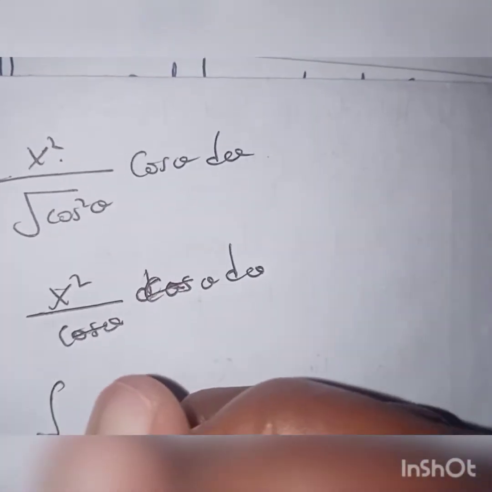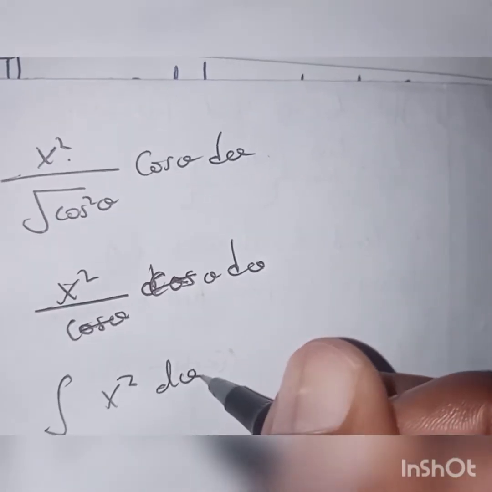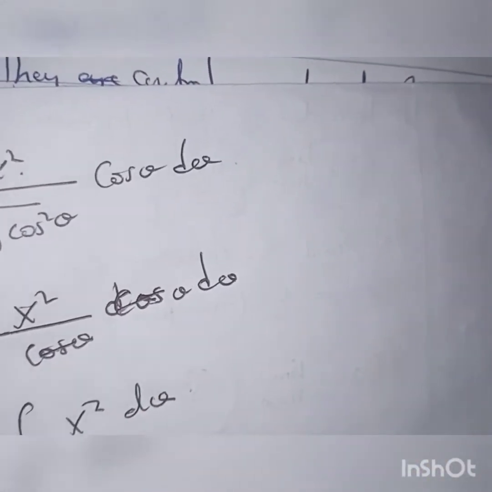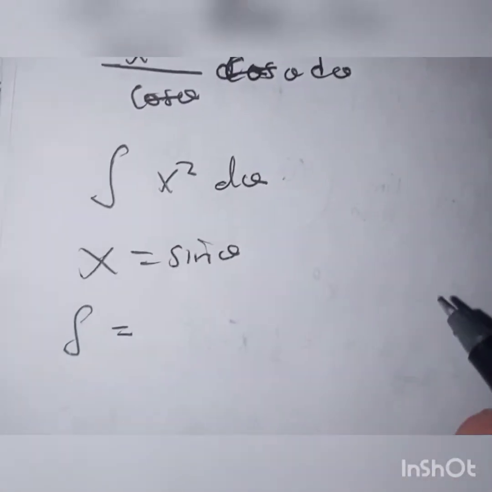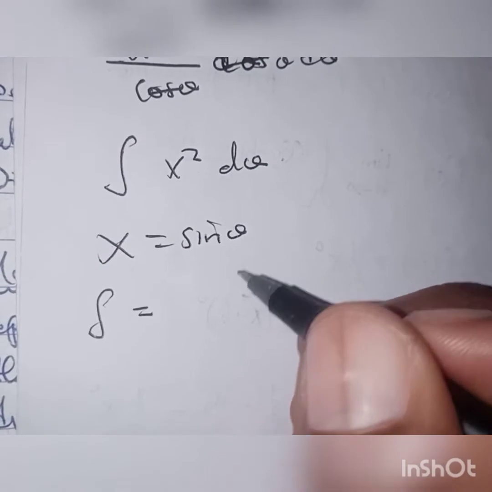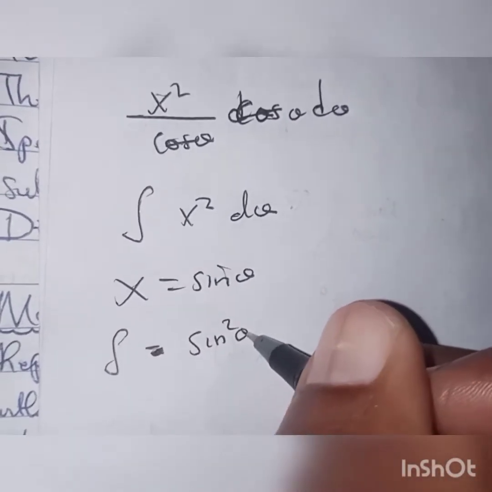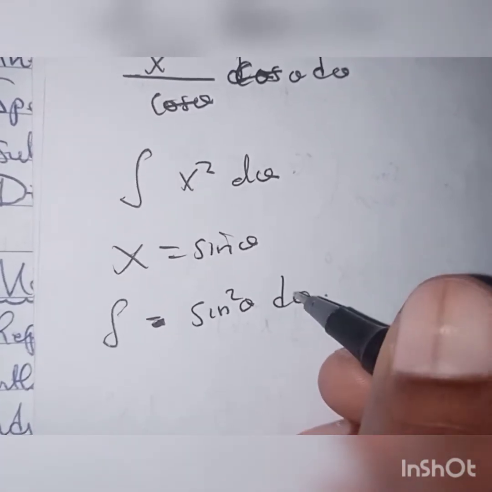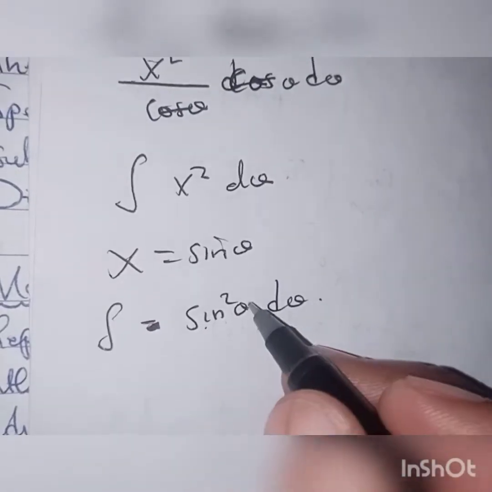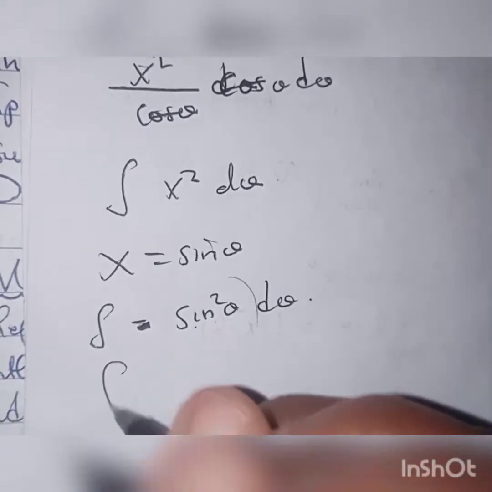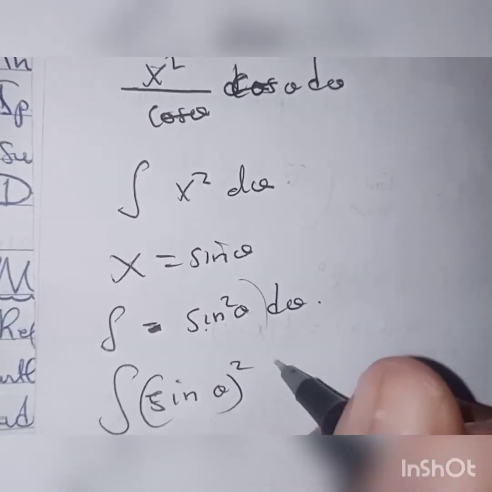So we just remain with the integral of x squared d theta. Since we substituted x with sine theta, then x squared is just the integral of sine squared theta d theta. So the integral of sine squared theta, it will be what?